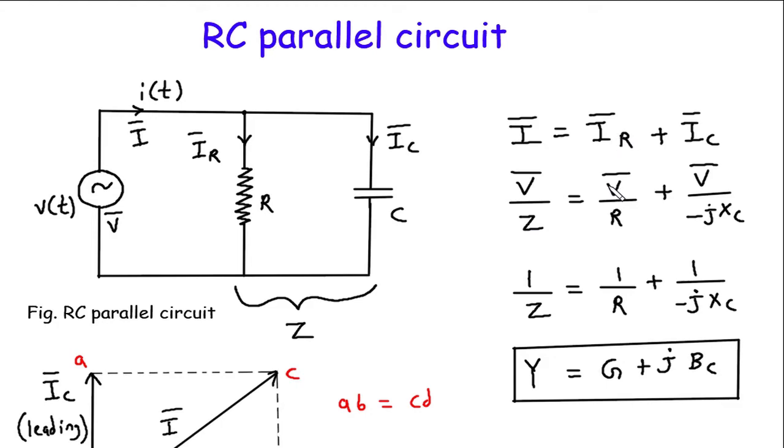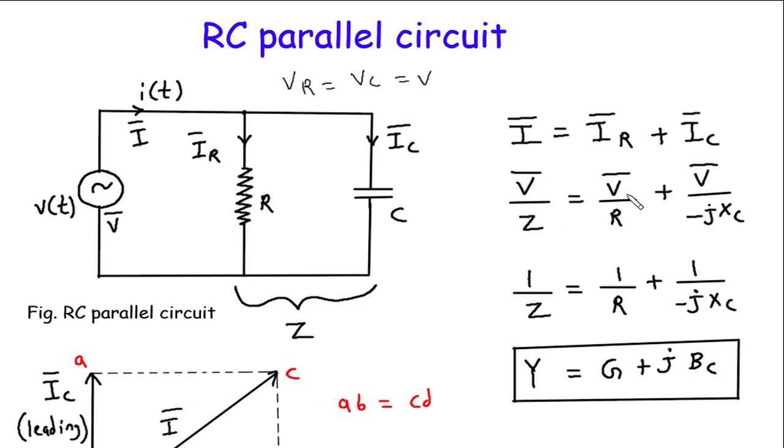IR is equal to VR by R, but VR is equal to VC is equal to V. So here we can write V divided by R plus IC is VC divided by minus JXC. So here in place of VC we can write V divided by minus JXC, where XC is the capacitive reactance and this 1 by minus J represents that the current is leading in the capacitor.